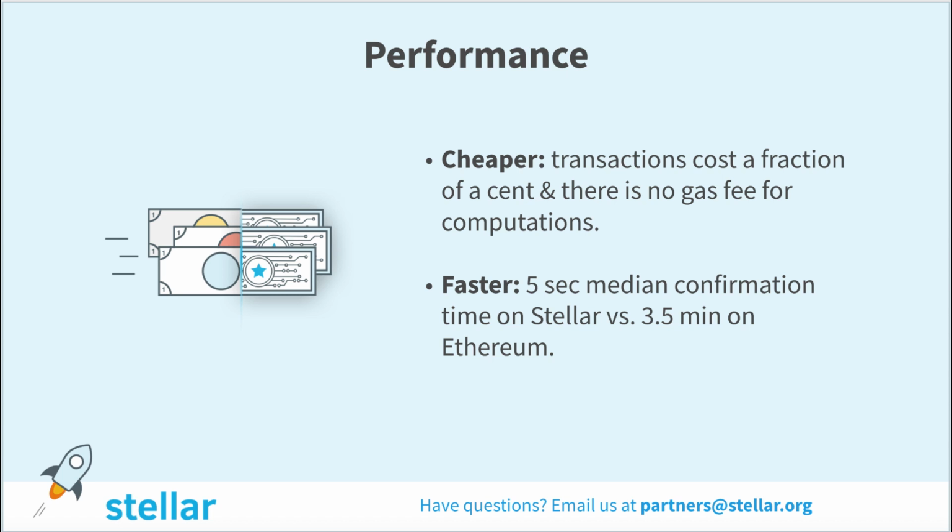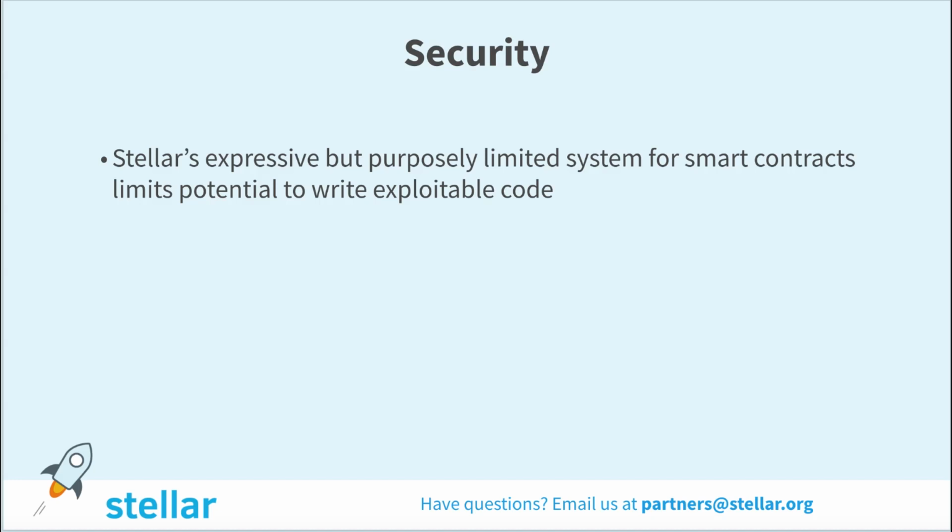But if you look now, the median gas price is up to 32 cents, and that's actually even worse than a credit card transaction. And if you compare that to Stellar, transactions on Stellar cost a fraction of a cent, and there's no gas fee for computations. So that makes Stellar a significantly faster and cheaper platform than Ethereum. And that actually dovetails nicely into our next topic, which is around security.